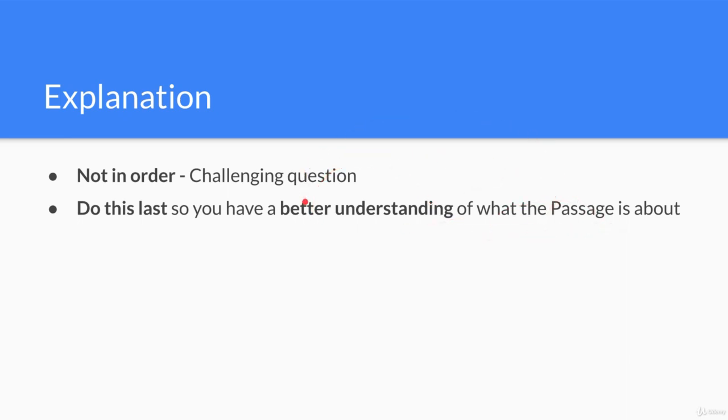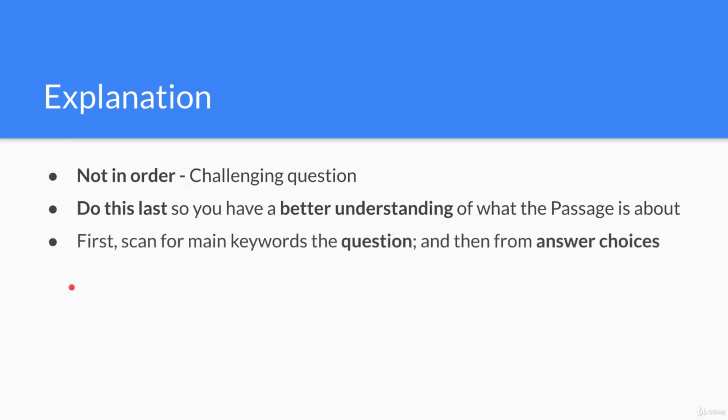Okay, so once you have a better understanding of the passage, it's going to be much easier for you to answer this question type. Now when you start to scan for the keywords from this question, what you have to do is first, you have to scan for the main keywords that come from the question. So the question is going to be asking you for some very specific information, and you have to be able to locate synonym language that somehow relates to that specific information.